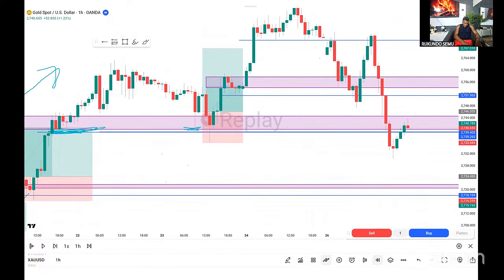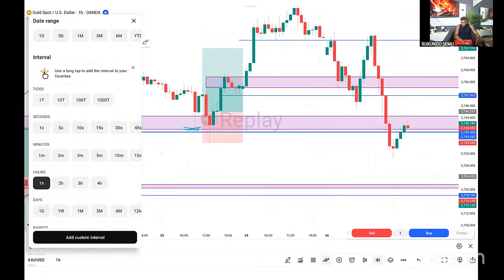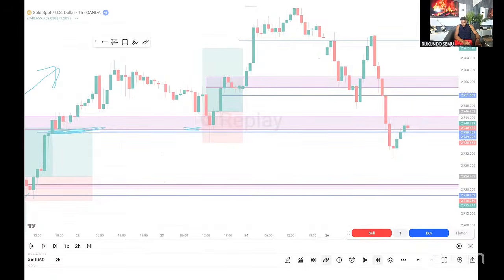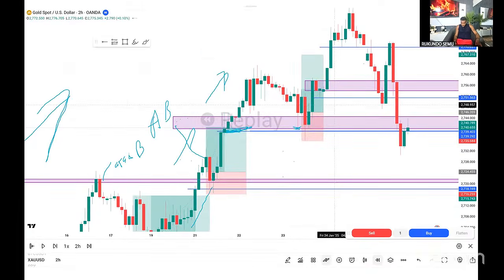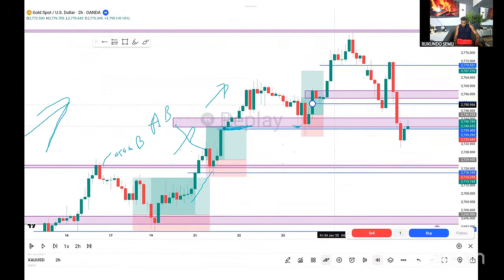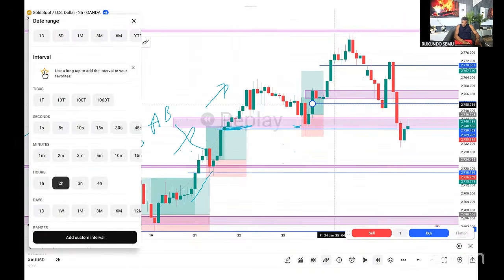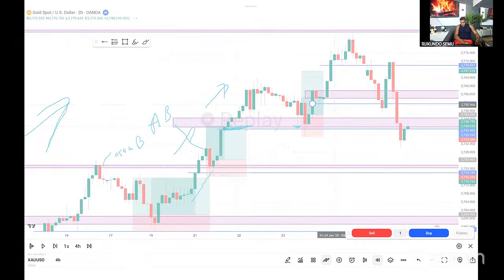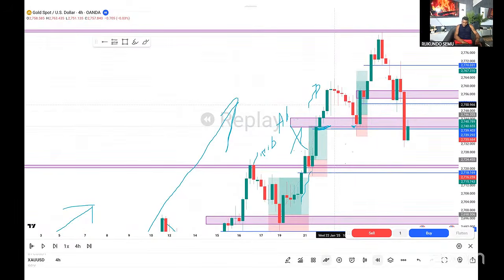Maybe if we can go to 2H and we see what is there. Yes, also 2H didn't give us the entry point. We can go on 4H and see. Same as 4H. Yes, the market has tapped in the area of benefit. It has done everything, but it did not give us entry point.